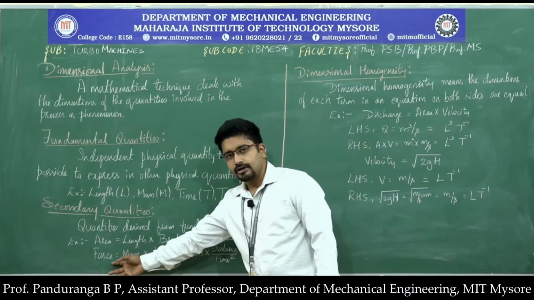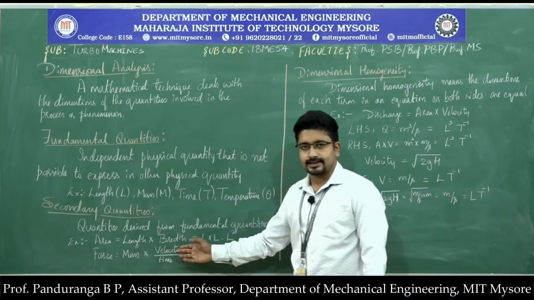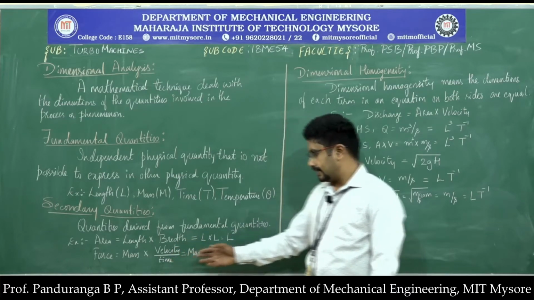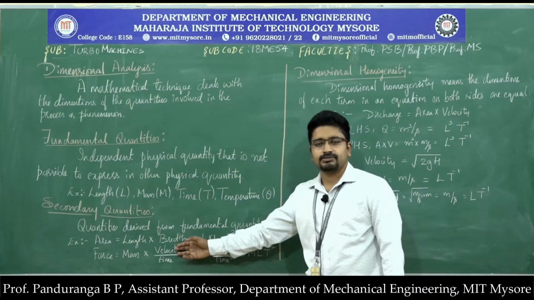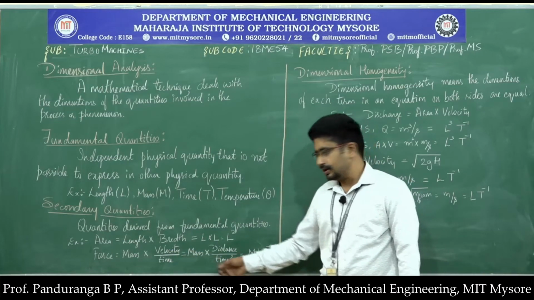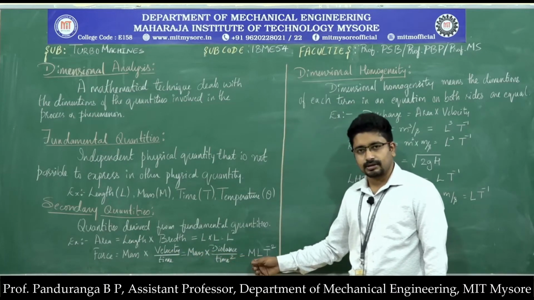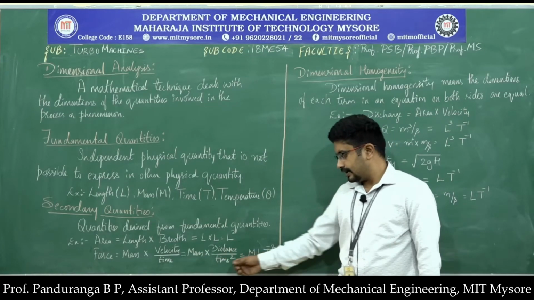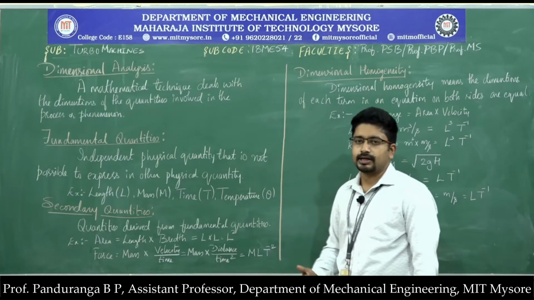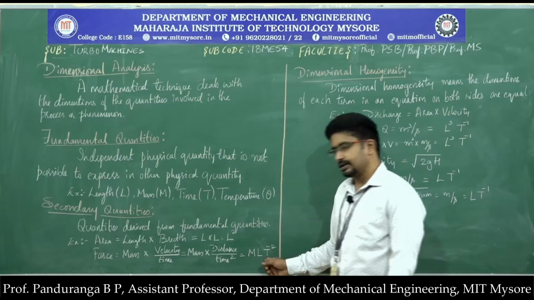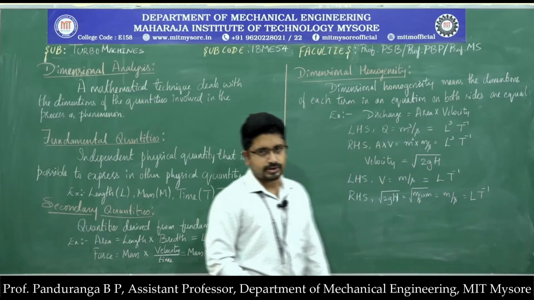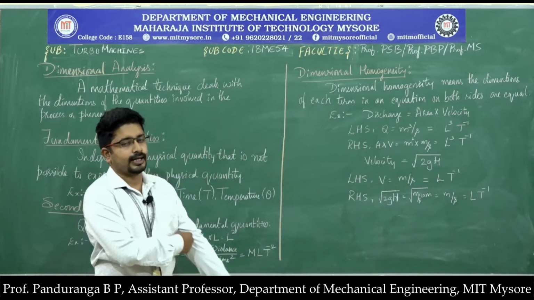Now I will take force. Force is given by mass into acceleration. Acceleration is nothing but rate of change of velocity, or change in velocity by time, and velocity can be represented as displacement by time. So I can write velocity by time as distance by time square. Mass has a fundamental dimension of M, distance has L, and time has T. Since we have time square here, it becomes T square, and since it is in the denominator, it is represented as T to the power of minus 2. So these are the secondary quantities which we are going to use in our analysis.